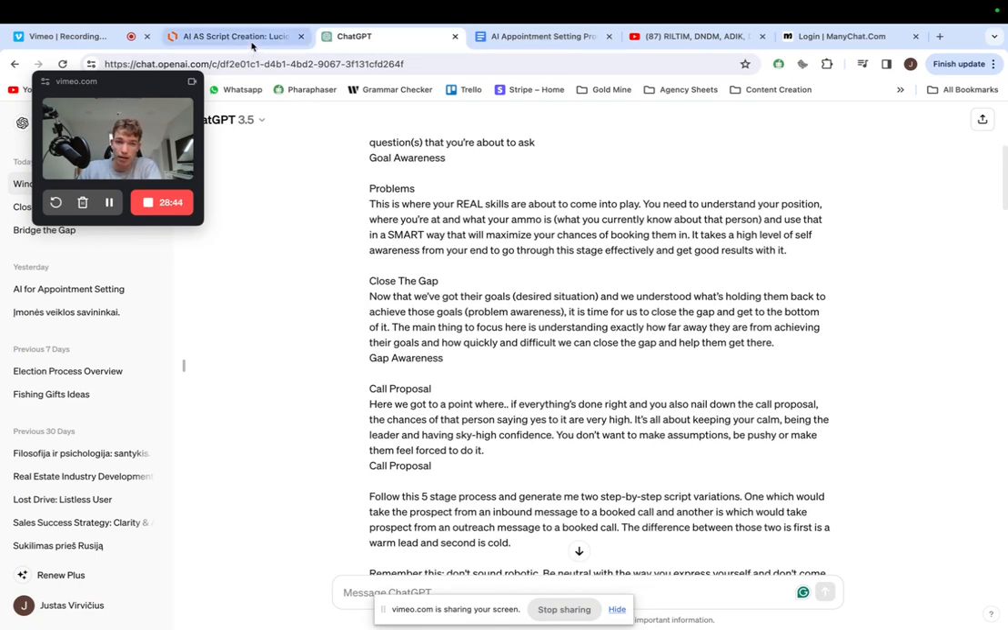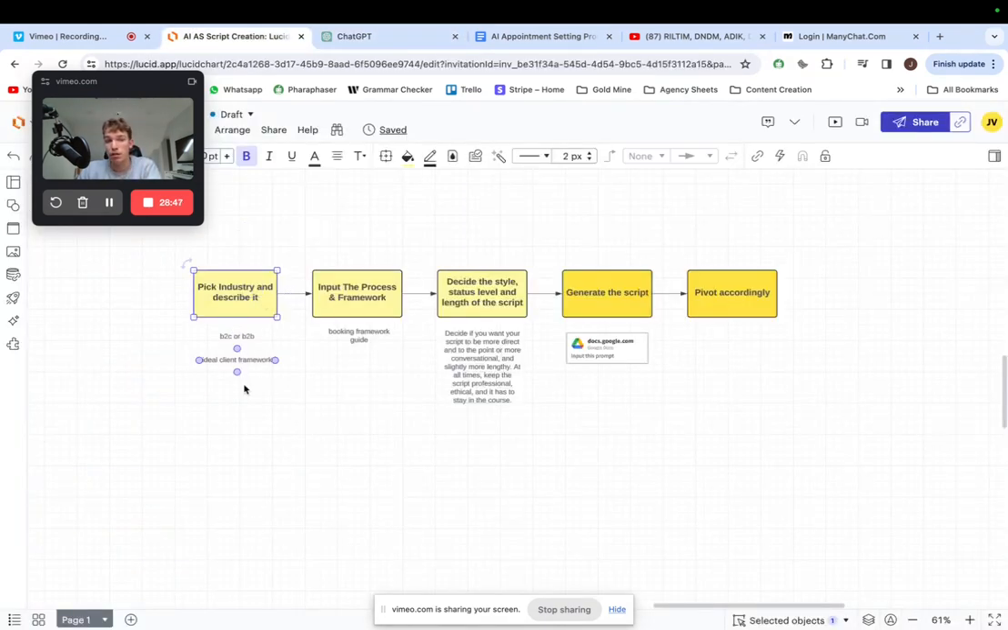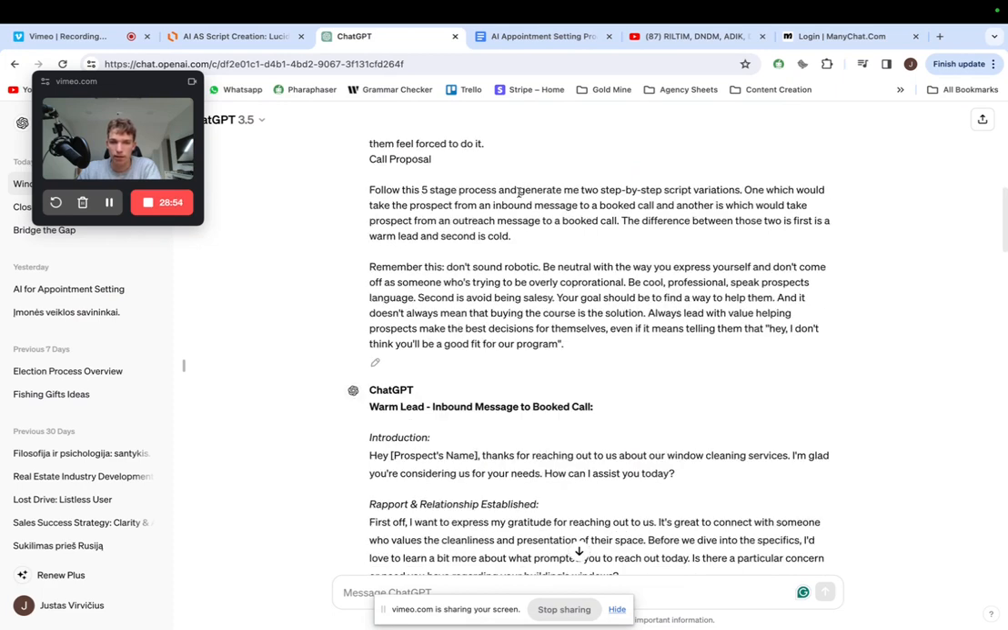Like I said here, we gave the industry, we provided the framework of our ideal client, and then we inputted the process. And as you can see here, follow this 5-stage process to generate me 2 step-by-step variations. Remember 2, because one will take an inbound prospect to a booked call, and the other will take a prospect from a cold outreach message to a booked call. The difference is, an inbound is a warm lead, and the second is cold. It's important because the script is not going to be the same. An inbound lead is someone who messaged you, and an outreach is someone you messaged.